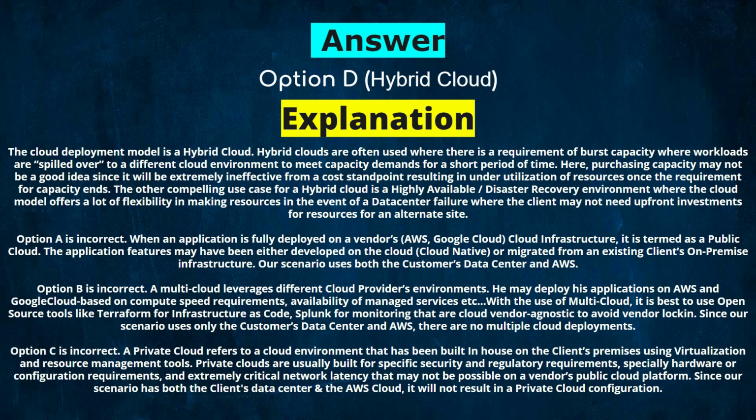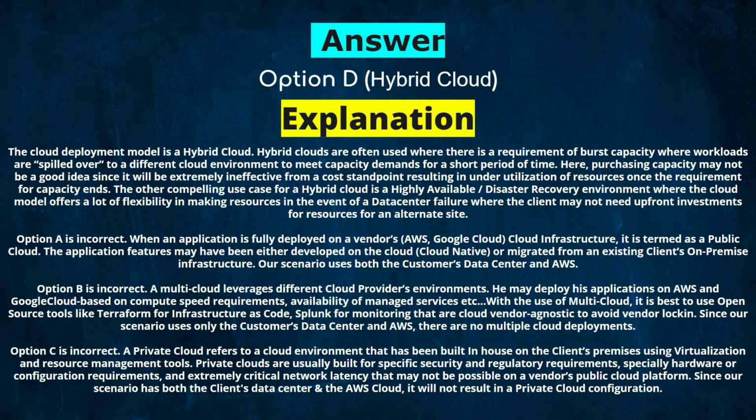Option B is incorrect. A multi-cloud leverages different cloud providers' environments. He may deploy his applications on AWS and Google Cloud based on compute speed requirements, availability of managed services, etc. With the use of multi-cloud, it is best to use open source tools like Terraform for infrastructure as code, Splunk for monitoring that are cloud vendor agnostic to avoid vendor lock-in. Since our scenario uses only the customer data center and AWS, there are no multiple cloud deployments.